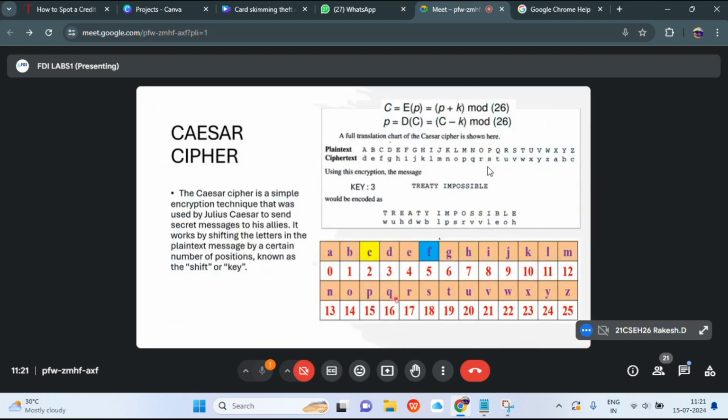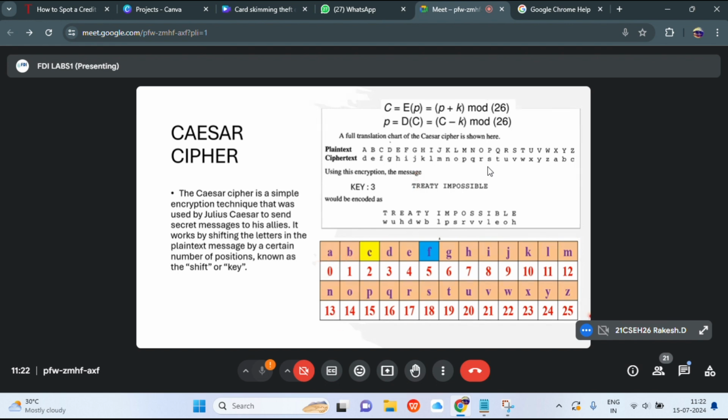Okay, Caesar cipher. This is basically a type of shift cipher. The Caesar cipher is a simple encryption technique. This is a substitution cipher. It was used by Julius Caesar to send secret messages. Basically this Caesar cipher works on the principle of shifting characters, but here the key value is 3. Whenever the key value is 3, that is called Caesar cipher. Other than 3, if the key value is 2 or 4 or 5, that will be called a shift cipher.